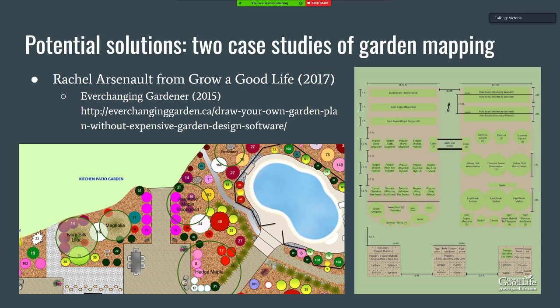So Rachel Arsenault from Grow a Life has mapped her own garden, which you can see on the right in that image. And you can get as complicated or as simple as you want. So a resource on how to map your garden using Excel is in this link right here, from Ever Changing Gardener, and they use Excel. Theirs is a little bit more intense. It seems very organized and has everything there, but it doesn't have to be. It could be relatively simple. You could use more than one source. You could have your Excel in your garden and maybe use a Word document and have a legend.